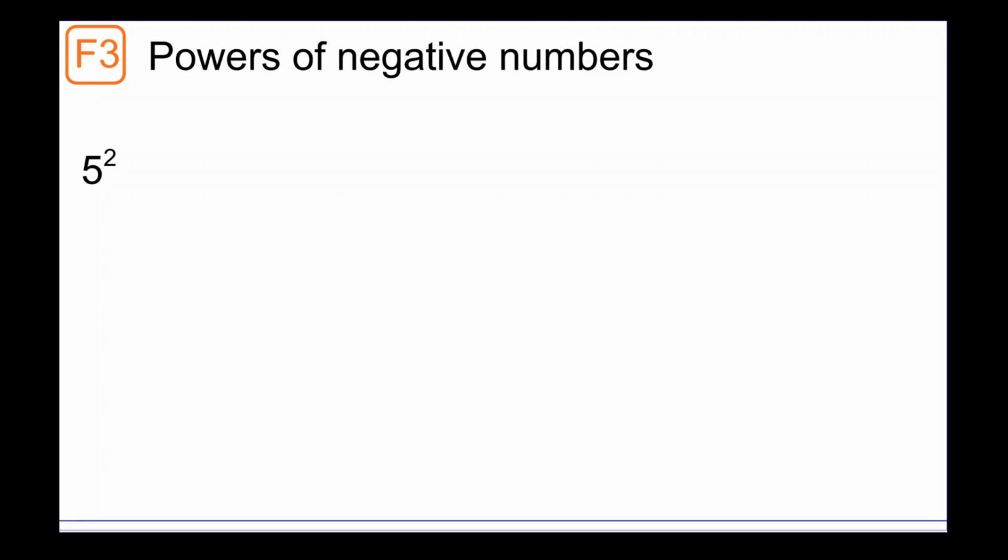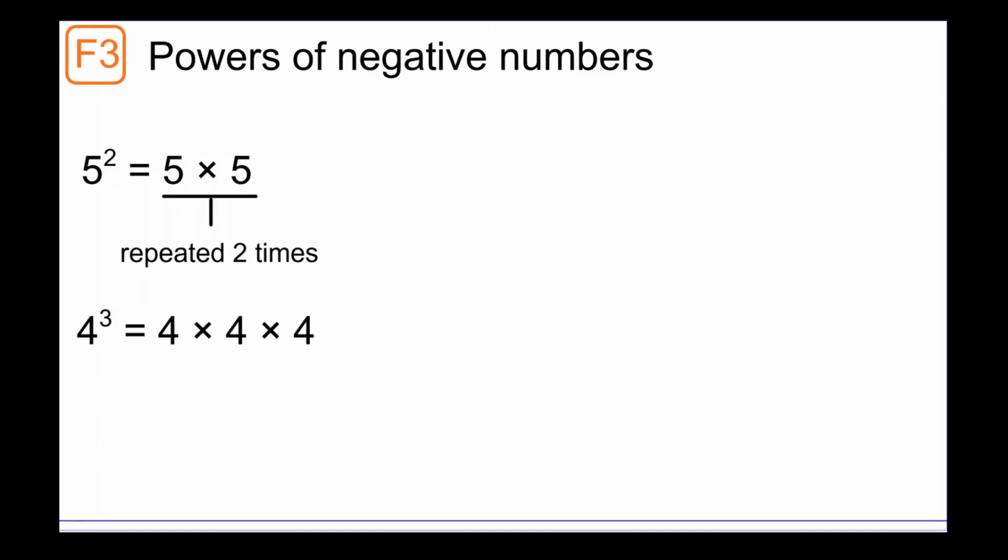Let's remember what 5 squared means. That's 5 to the power 2, but we usually say 5 squared. That's 5 times 5. And the 2 here is telling us that the 5 in the multiplication is repeated twice. It's repeated 2 times. Let's look at 4 cubed. That's 4 times 4 times 4. And the 4 in the multiplication is repeated 3 times because the power is 3.